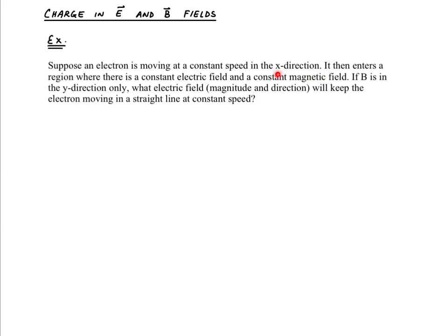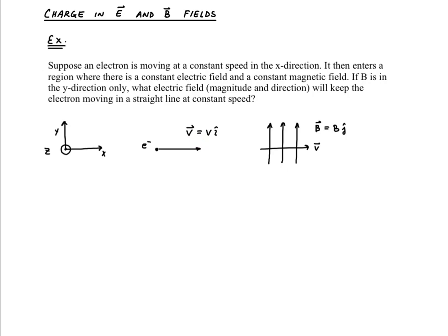So here's the basic setup of the problem. First, let's choose a coordinate system with x going to the right, y going up, and z going out of the screen. We have the electron. It's moving in the x direction, so its velocity vector is given by v vector equals v times i hat, and then it enters the magnetic field region where the magnetic field is given by B vector equals B times j hat.